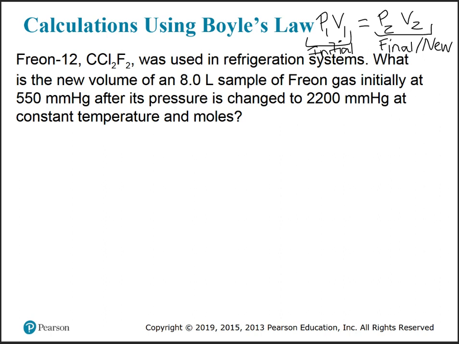So let's say we have a refrigeration system that uses Freon, which they're trying to outlaw. It's really bad for the environment.